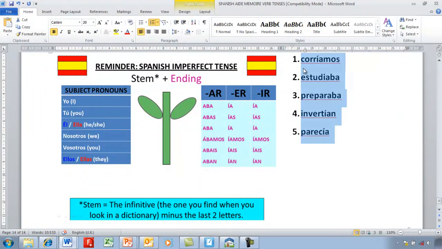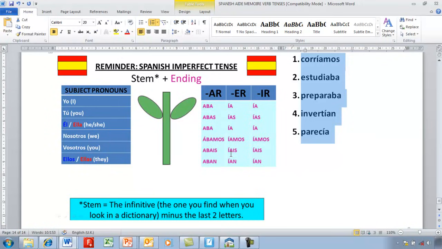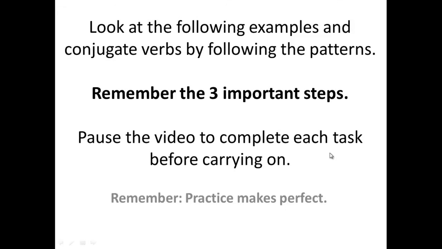As you can see, it's all red, which suggests that it's wrong. If you look here, we have the language set to English. So if we change that language to Spanish, as we see, all the red disappears, which means we have all 5 verbs correct. Now look at the following examples and conjugate the verbs by following the patterns. And remember those 3 important steps. And remember, practice makes perfect.